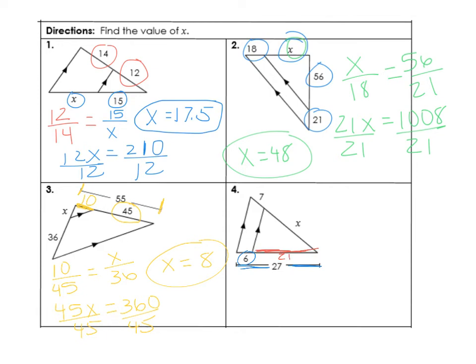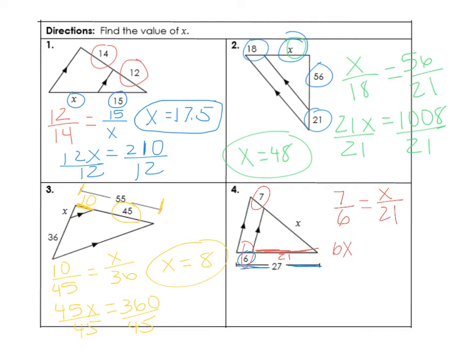So pick anything you want. I'm going to go a little weird this time. I'm going to do 7 over 6, because these are next to each other, right? They're kind of next to each other. Equals, so I started with 7, now the same side is x over 21. You do not have to do it this way. I'm just showing you there are multiple ways to set this up.